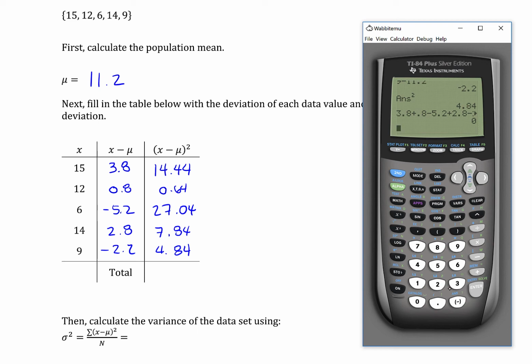The accepted method is to square all of our values. So I take the square of each of those deviations. That always results in a positive answer, for which I can add all of those values together. So let me do that. Okay, so 54.8 is the total there.